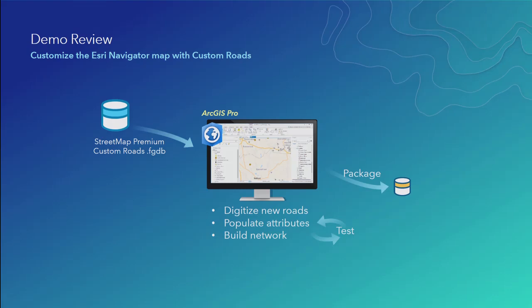He created a custom travel mode. He tested, he rebuilt, validated that his custom streets were working right, packaged it up, and we used it in Navigator. Same thing that we saw in that first demonstration. Remember when he did the custom display and the custom locators? You could do those same capabilities within that second demonstration as well.